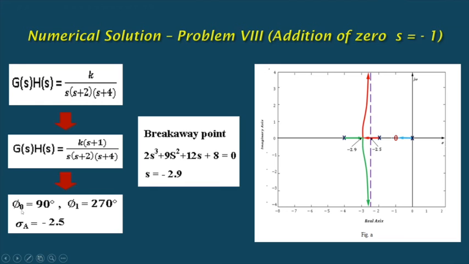Then draw the asymptote. The center is minus 2.5. One is the 90 degree angle. This is the first asymptote. Another is the 270 degree angle, so another asymptote. Then root locus departs from this breakaway point and finishes at infinity along this asymptote. If a zero is added very close to the origin, then the system is completely stable and less oscillatory.